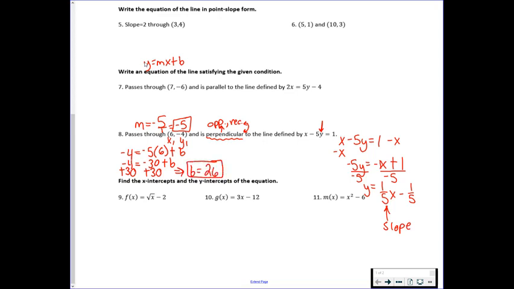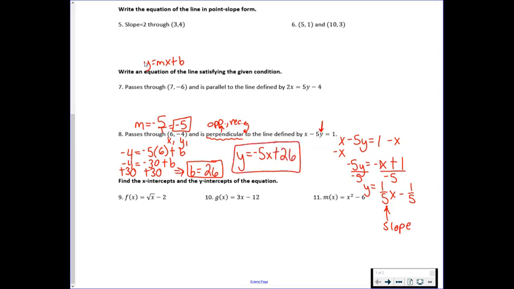Negative 4 plus 30 is 26. I've got my slope. I just found the y-intercept. Let's go plug it in. My slope was negative 5x. Remember, it's perpendicular. My y-intercept was 26.